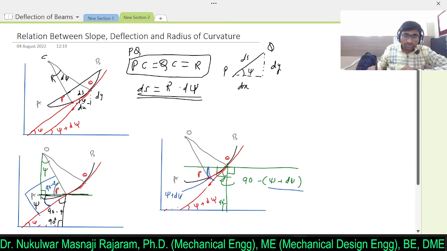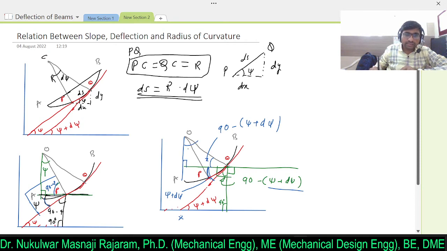Now if you observe this angle, I can say OQ and QX are perpendicular to each other. So this is psi plus del psi. So this angle I can write as 90 minus psi plus del psi. Clear? If I consider this as 90 minus psi plus del psi, and if I drop one vertical line, this is 90.